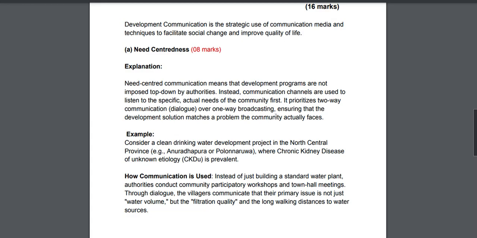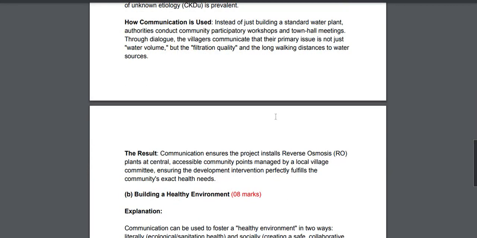So what is happening? You can see they have given the project. What is that? A clean drinking water development project. So you need to write a clear example like that. You can use these examples also in the exam. They have provided this kind of project, this kind of example, right? Then how communication is used, how we can use communication for this developmental project. This is the way you can read them and understand it. After that you can see the result.